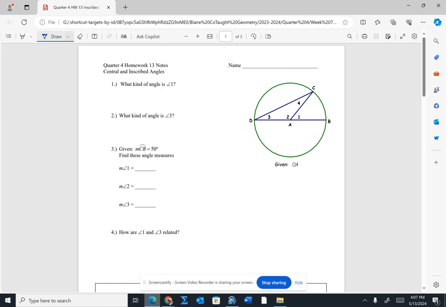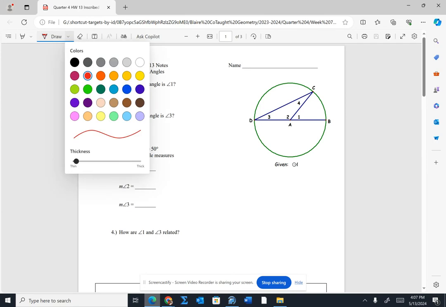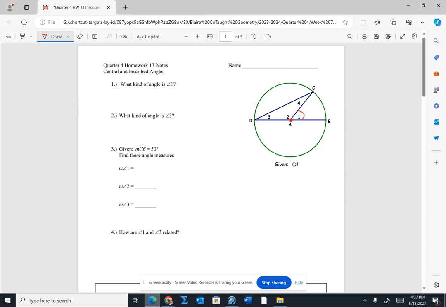Hi, everybody. Let's learn another circle topic about different kinds of angles that there are in a circle. So, the first question is what kind of angle is angle one? Do you notice that the vertex of angle one is at the center of the circle? So, that is called a central angle.